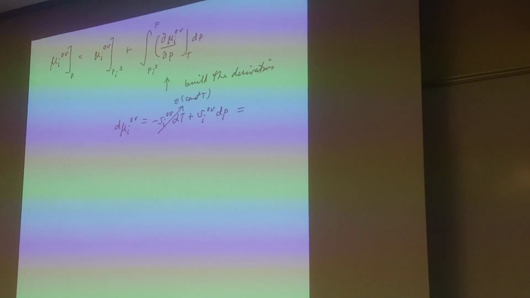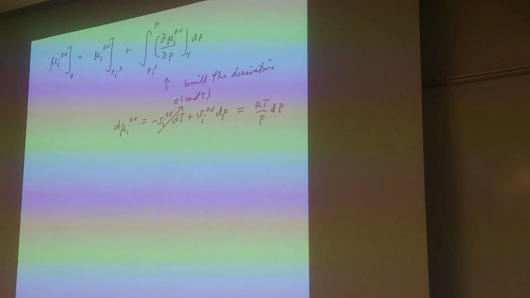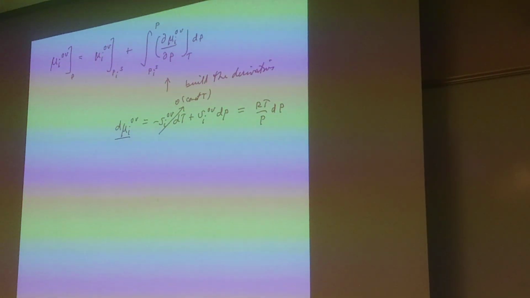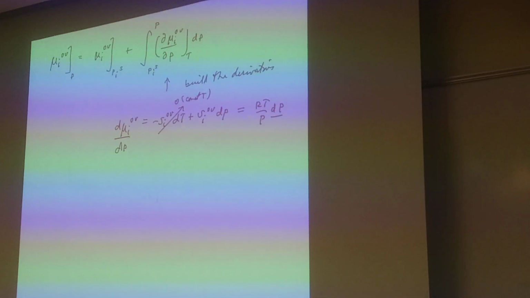And because it's an ideal gas, I know that the molar volume of the pure vapor I is just RT over P. So if I want to build the derivative, I'll divide through by dP. And I see that this derivative is just RT over P.